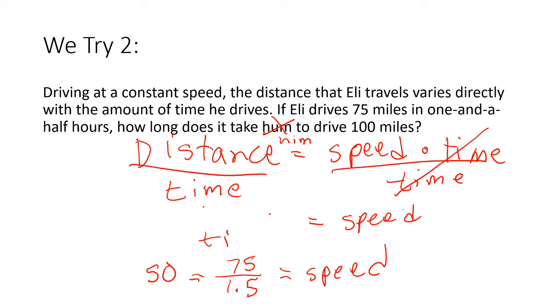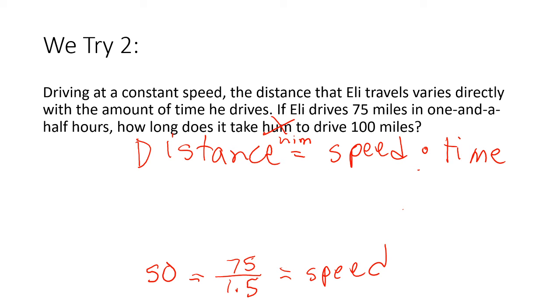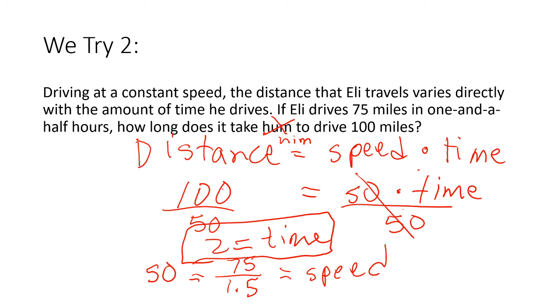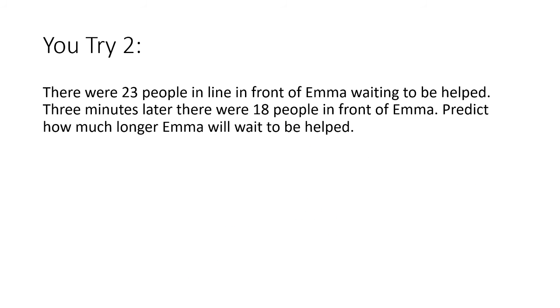Okay, so now let's use this in our original equation. So 50 times the time is equal to the distance, and we want to know when he's gone 100 miles. Divide both sides by 50, and I'll get 2 hours. 2 hours. One last one. Pause the video, try it on your own, and then we'll do it together.